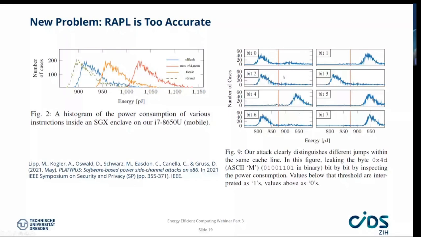What they also looked at is that they can, from the power profile, also extract the data that has been processed. So here you see an 8-bit ASCII character, and you see that bit 0 was not set, bit 1 was not set, bit 1 was set, and so on and so on. And then you can extract the data from the power consumption that you have, which is a security issue, obviously.